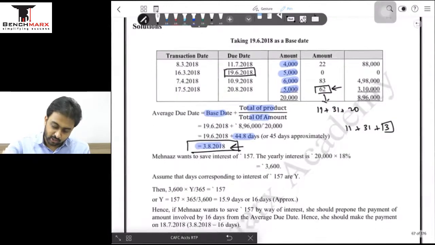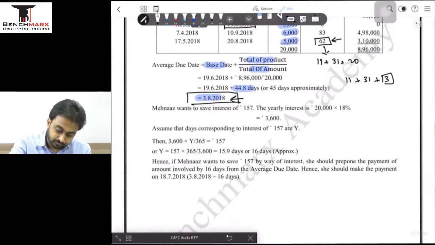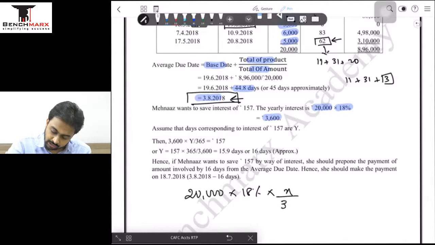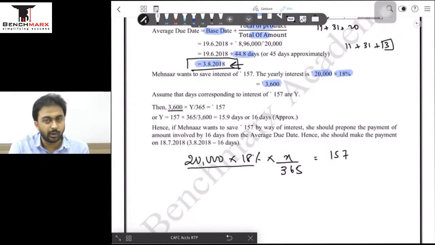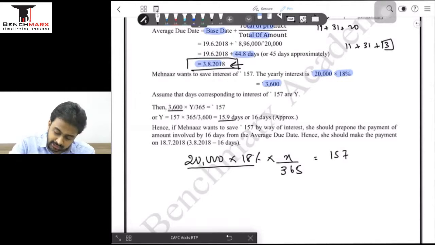Let us start the calculation. As I said, 20,000 into 18% is 3600. So that is as good as saying 20,000 into 18% into x upon 365 is equal to 157. Solve for x. What they have done is 3,600 into y upon 365. That 3600 is 20,000 into 18%, so it means the same thing. Solve for x, take all numbers on one side, take x on the other side, and the answer comes to these many days.